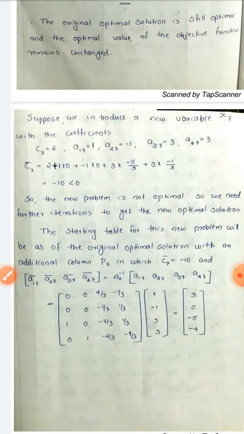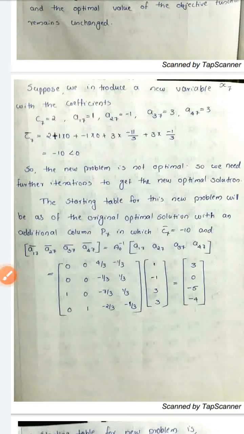It is a negative value. So the new problem is not optimal, because we get a negative value. So we need a further iteration to get the new optimal solution. So we want to create a new tuple. The starting tuple for this new problem will be the original optimal solution with an additional column P7, in which C7 bar equal to minus 10.